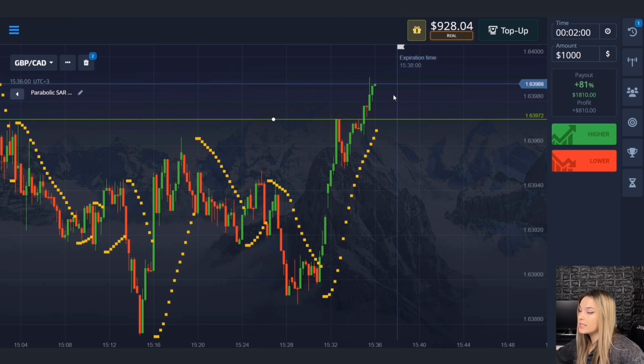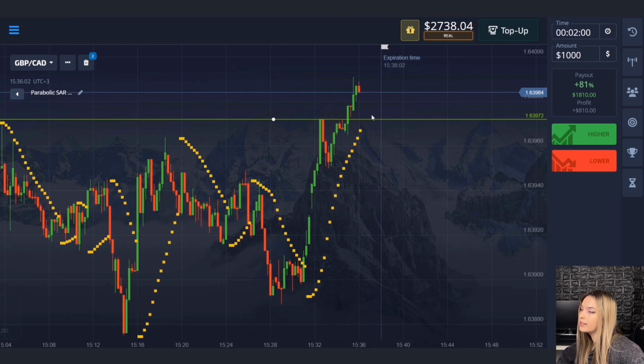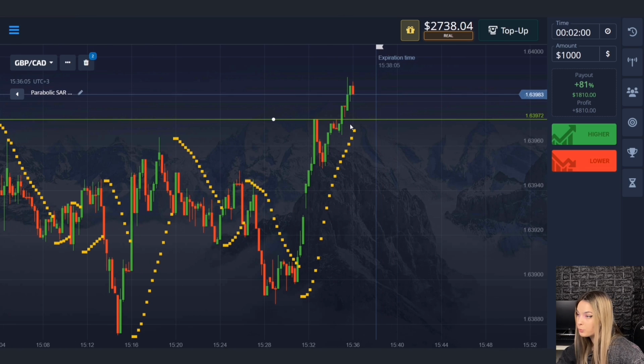That's great guys, as you can see the price really continued to move up, the level has been broken and we are making profit. This situation worked fine. So guys, let's continue considering another situation on the market.